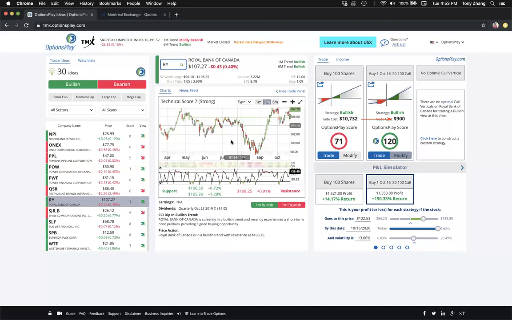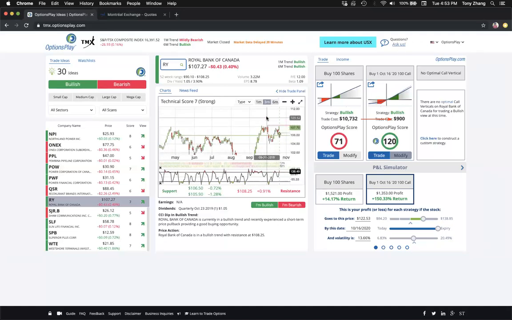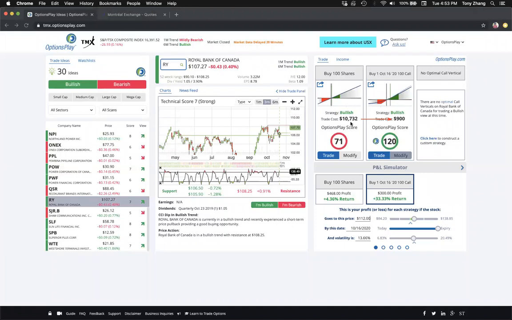So if the stock does rally and break out to all new highs, even if it just makes a modest move to 112 by expiration, as you can see here, what I'm making is roughly the same amount of profit. I'm making $468 when I invest $10,000. I'm making $300 when I only invest $900. So that amplifies my return from 4.36% to 33%.